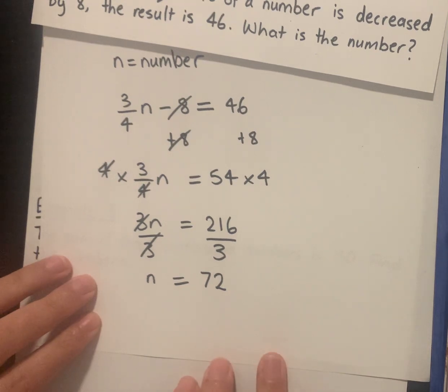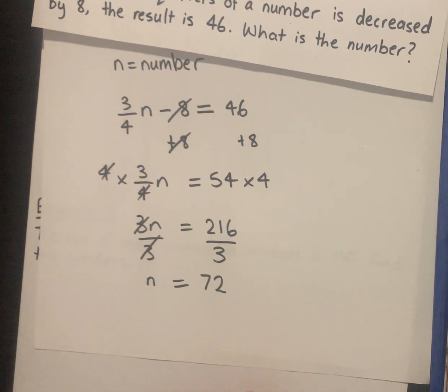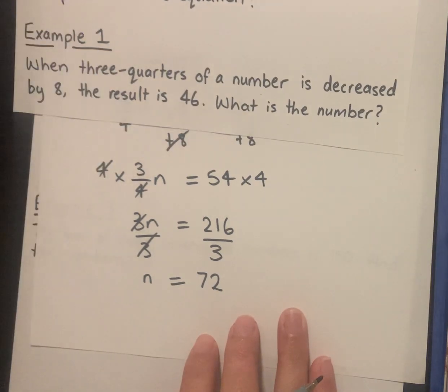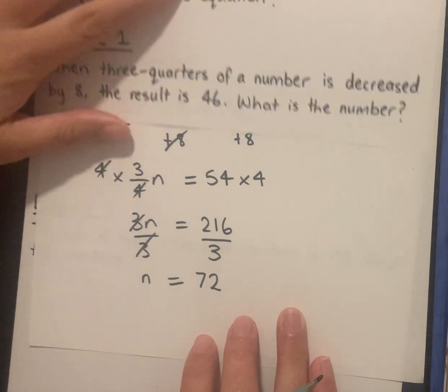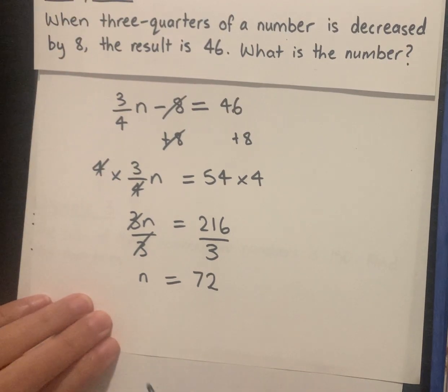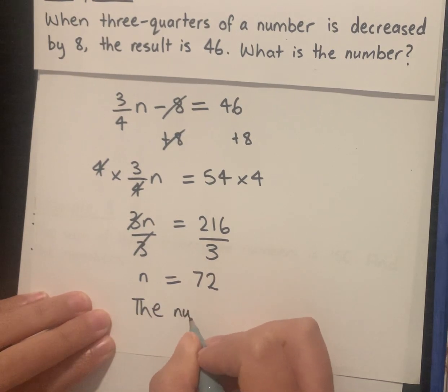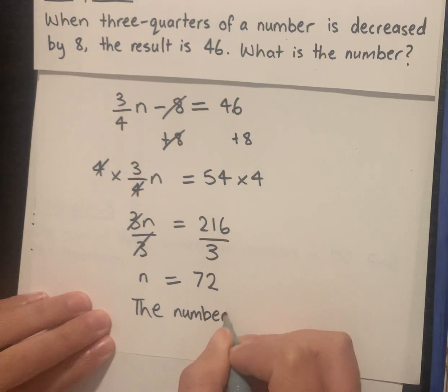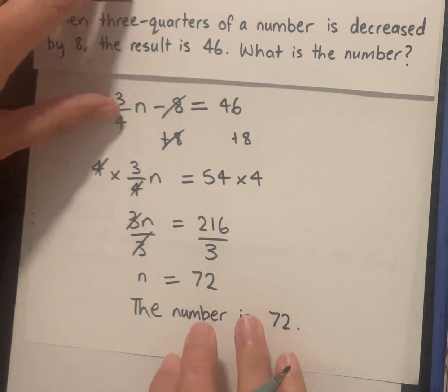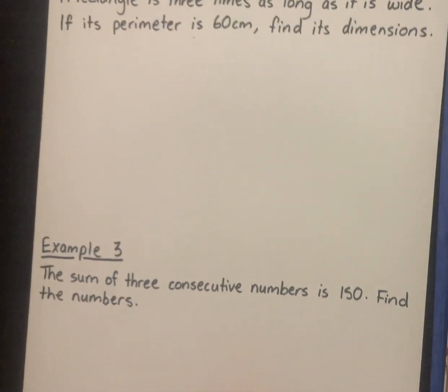All right, so we've solved our equation now. So n equals 72, but we're not going to write our answer like that, because remember the question said, what is the number? The questioner doesn't know what n is. We used n, but they don't know what we're talking about when we just say n equals 72. So we need to write the number is 72. And that's it. That's the solution. All right, let's try another example.